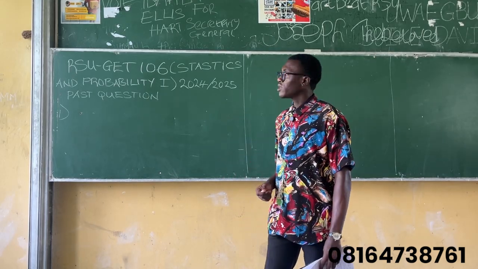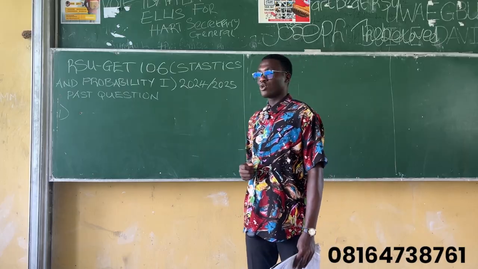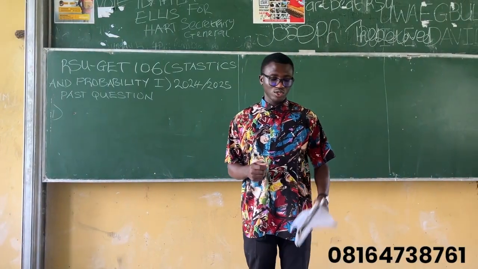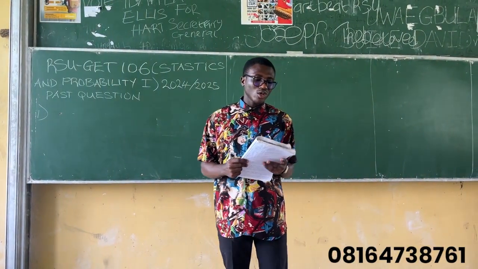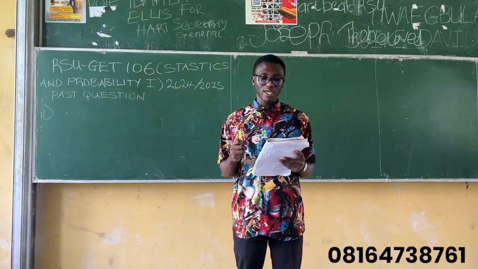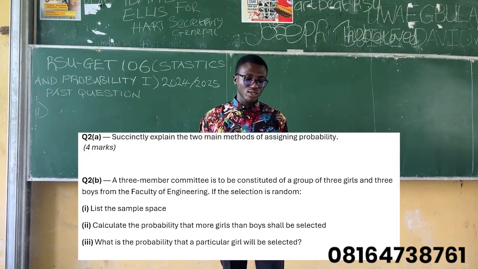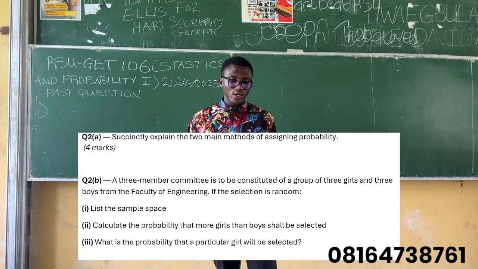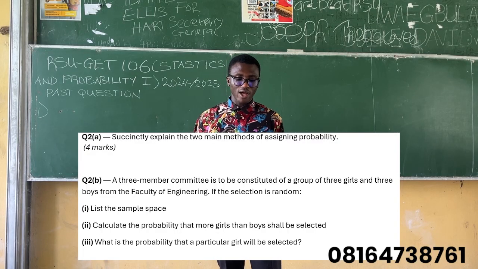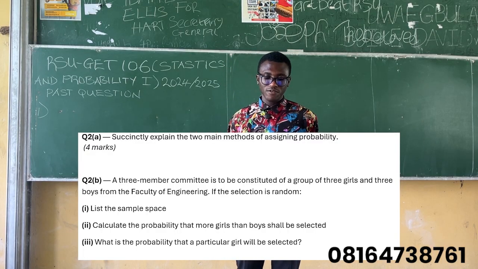Today, we are going to be looking at statistics past questions. For our first question, it says, succinctly explain the two main methods of assigning probability. The second one says, a three-member committee consists of 3 girls and 3 boys from the Faculty of Engineering.